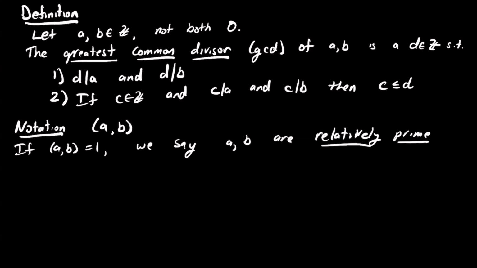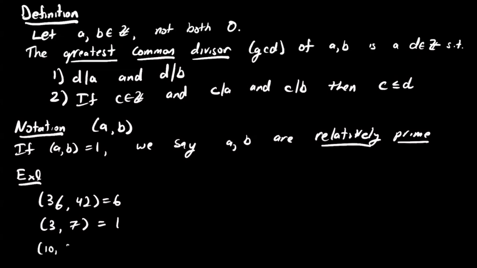Okay, so let's look at some examples. We saw earlier that the GCD of 36 and 42 was equal to 6. We can look at, what is the GCD of 3 and 7? We could think about this for a bit. We'll see that the greatest common divisor of 3 and 7 is equal to 1. We can ask, what's the GCD of, let's say, 10 and 32? If we think about this for a bit, we'll see that the GCD is 2.